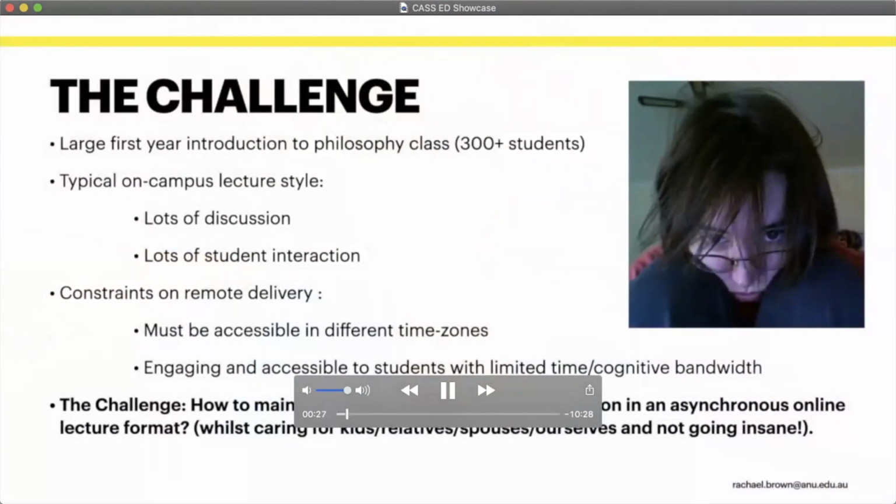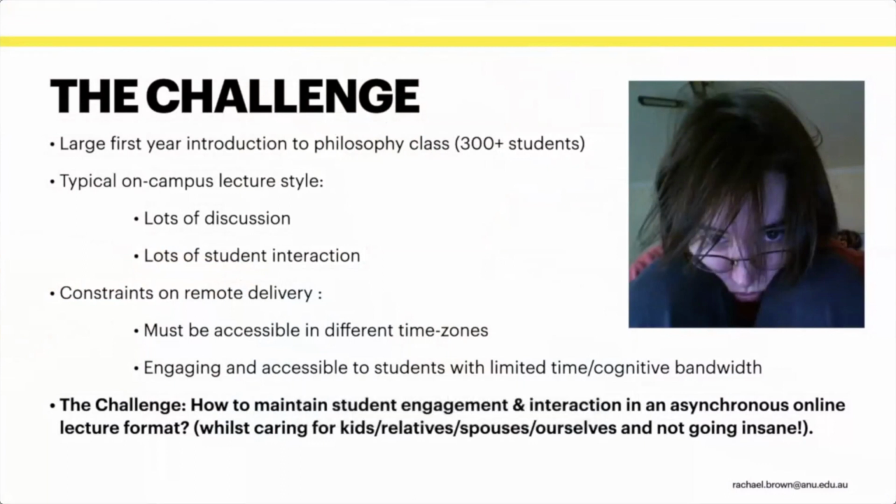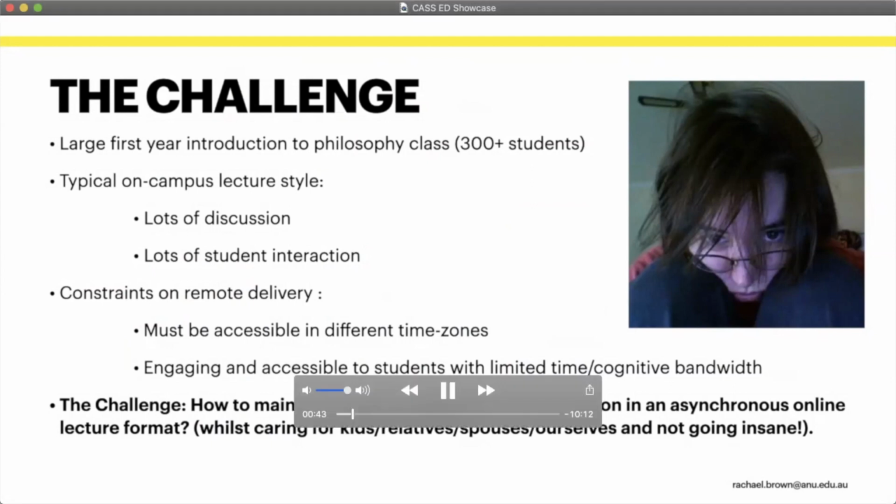So my challenge, a challenge that will not be unfamiliar to a number of you, was to teach a first year introductory class, so in this case philosophy and over 300 students, online. Now, the typical on-campus lecture style I would use would involve lots of discussion and lots of student interaction. And so this set up a real problem for me, right?